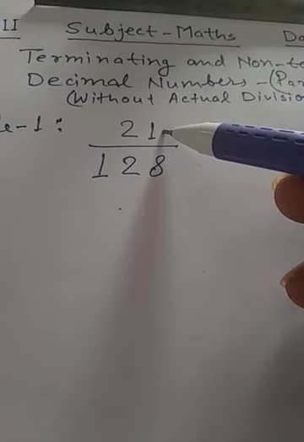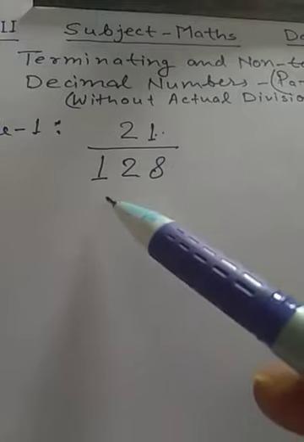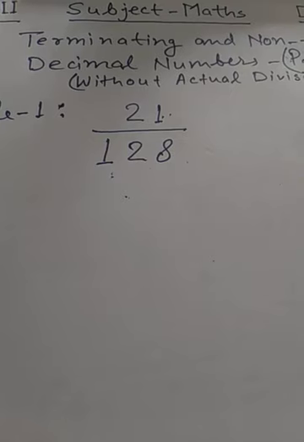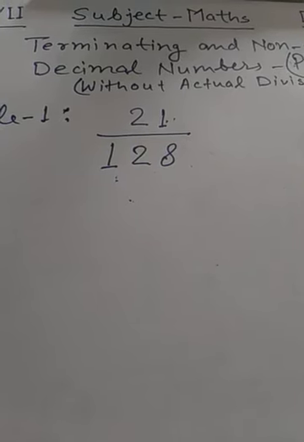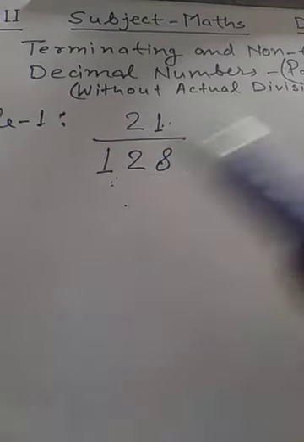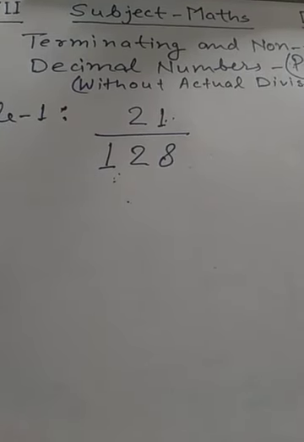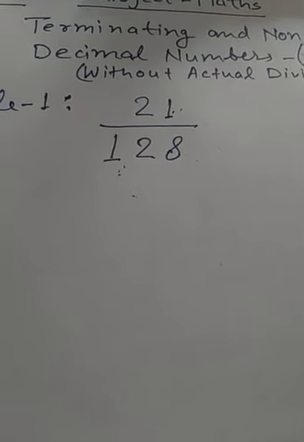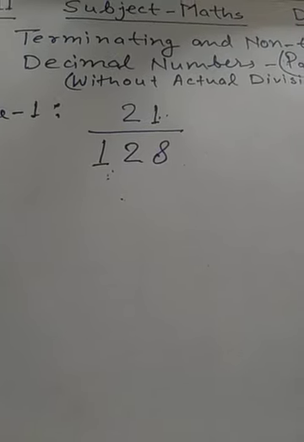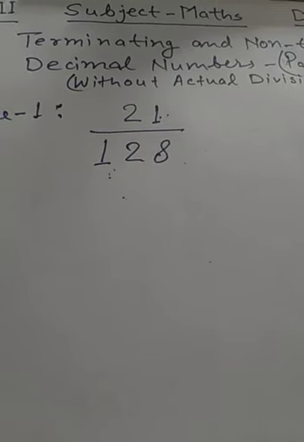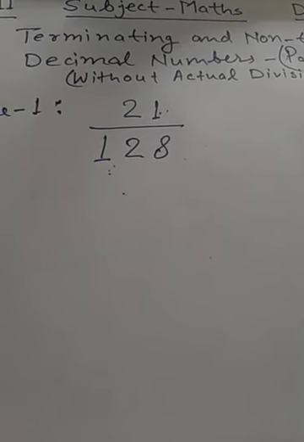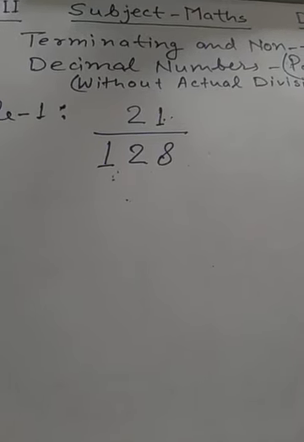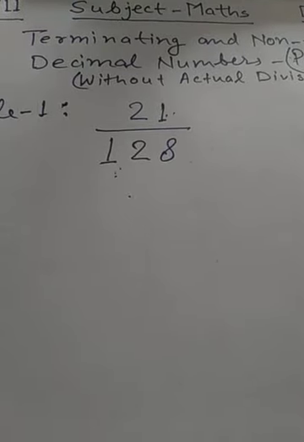Here the number 21 is divisible by 3, and here the number 128 is not divisible by 3. It is also not divisible by 7. So we just find out the prime factorization of the denominator. Listen carefully. What we have to find out? Prime factorization of the denominator. And here the denominator is 128. So first we have to find out the prime factorization of 128.